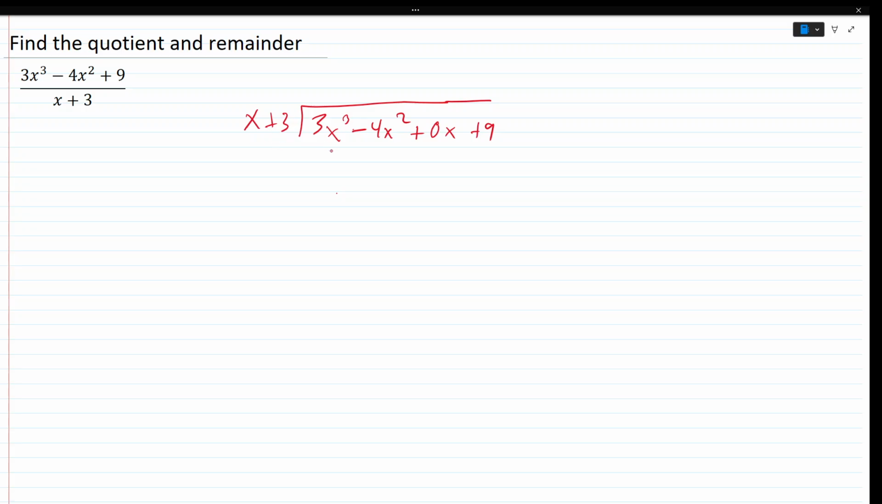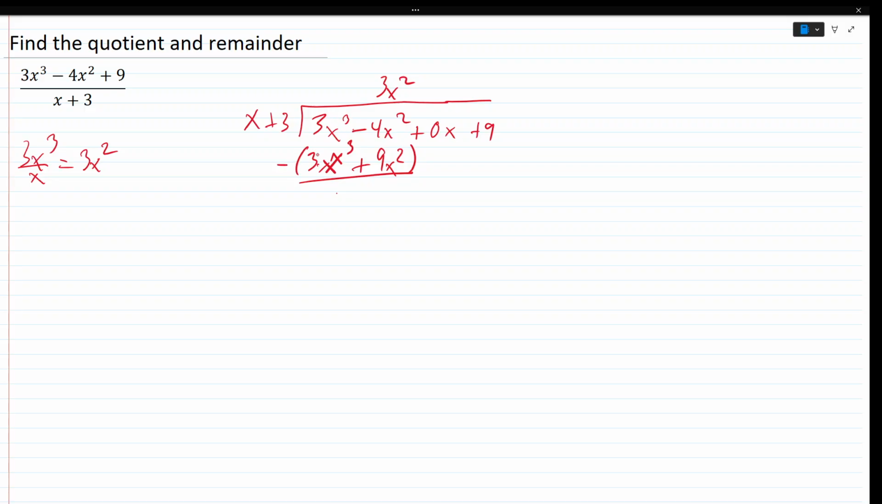So looking at the leading terms of our dividend and divisor, we divide the 3x cubed by that x, and we get 3x squared. And that'll be the first term of our quotient. And multiply that 3x squared times our divisor, so 3x squared times x, that'll be 3x cubed. And then the 3x squared times the 3, that'll be plus 9x squared.